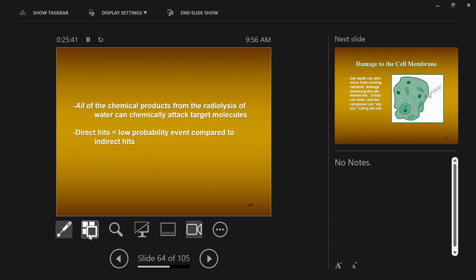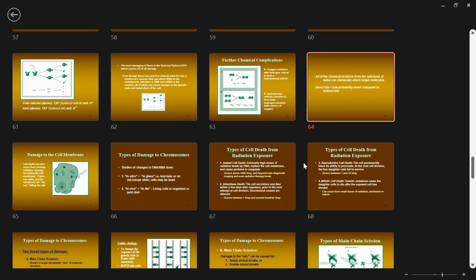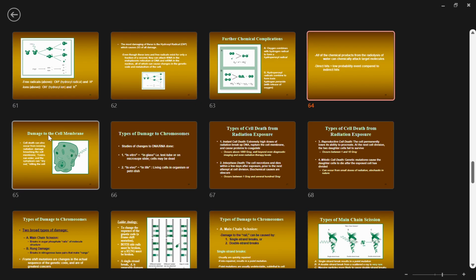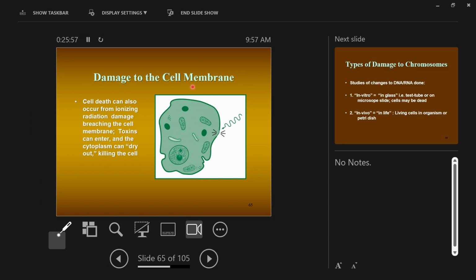So that's one problem. These are functional damage to the chromosomes or any nucleic acids. Those are hits. That's target theory. There's another problem with things that can happen to cells, okay? And this is damage to the cell's membrane. What does the cell membrane do?